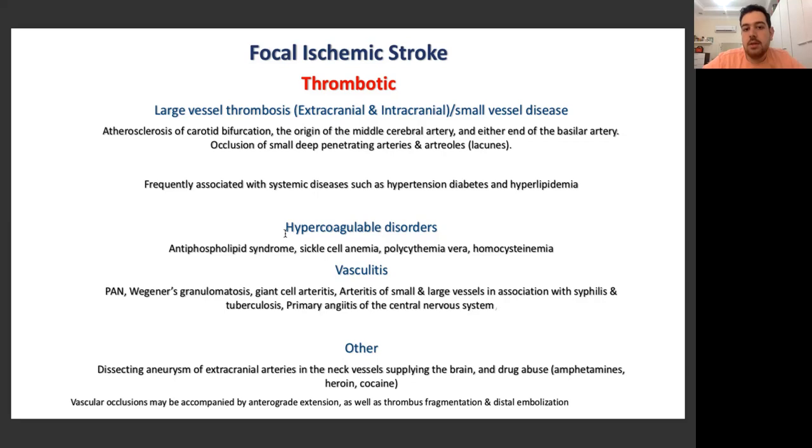The second, okay, so we're done with atherosclerosis. The second cause of obstruction in the blood supply to the brain is any state of hypercoagulability. The blood just has a higher tendency to form blood clots, and then these blood clots can obstruct any vessel in the brain. So this would be antiphospholipid syndrome, sickle cell, high hematocrit or polycythemia, and even high homocysteine levels.